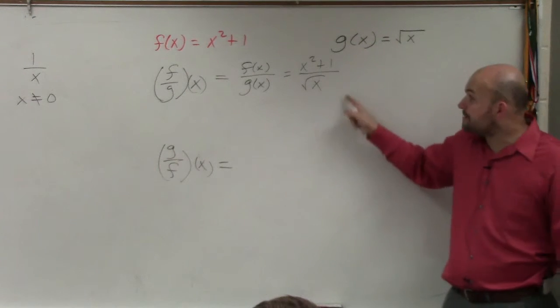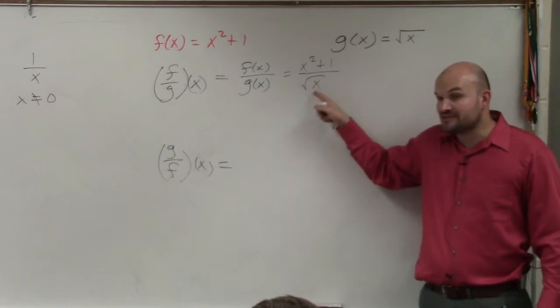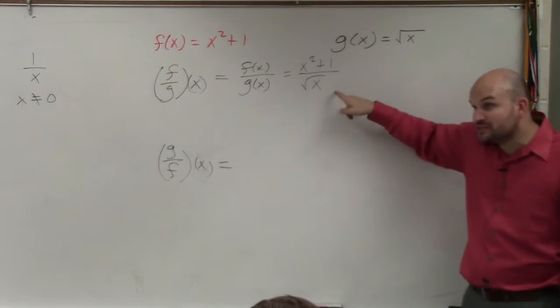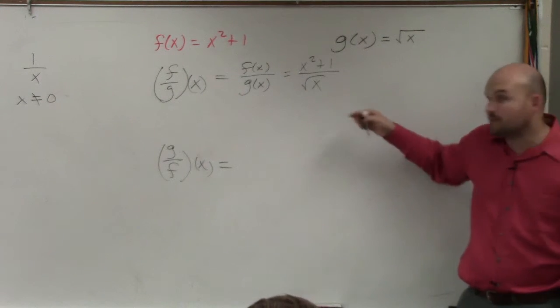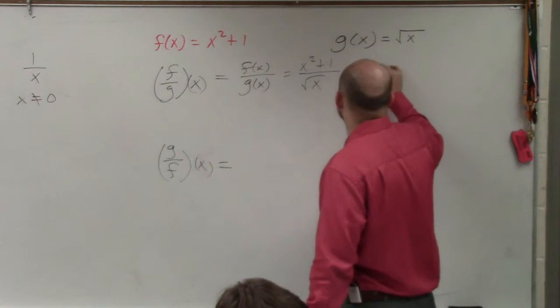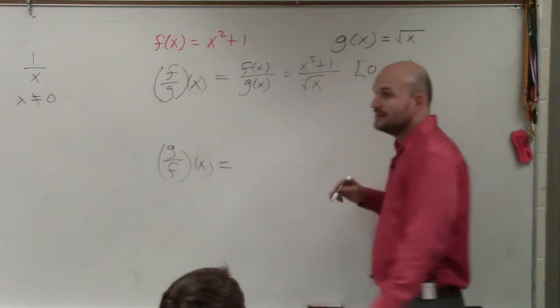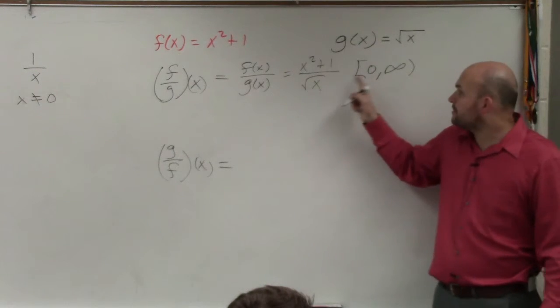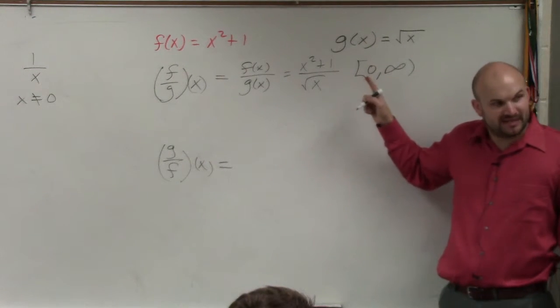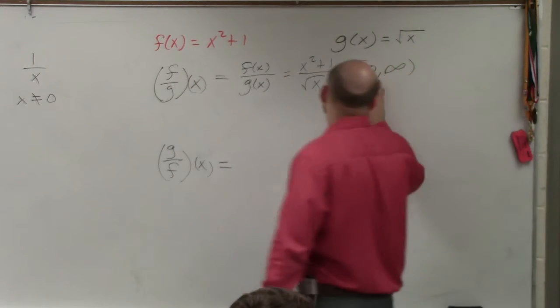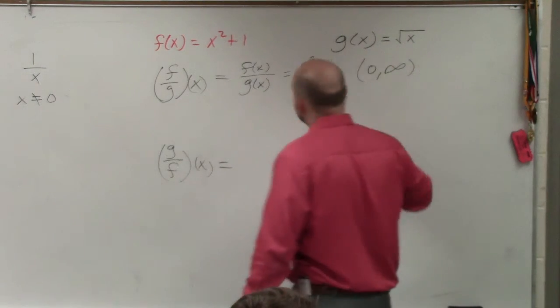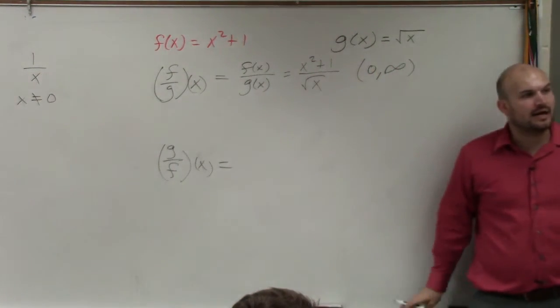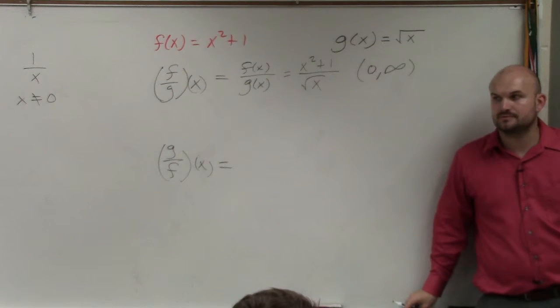But now, if I plug in 0, the square root of 0 is what? 0. So can you have 0 in the denominator? No. So now, previously, we said 0, comma, infinity. But the difference is now we can't use 0. So remember, the bracket says it's included, meaning you can use it. It's a part of the domain. So to represent that not being a part of the domain, I'm going to use the parenthesis.